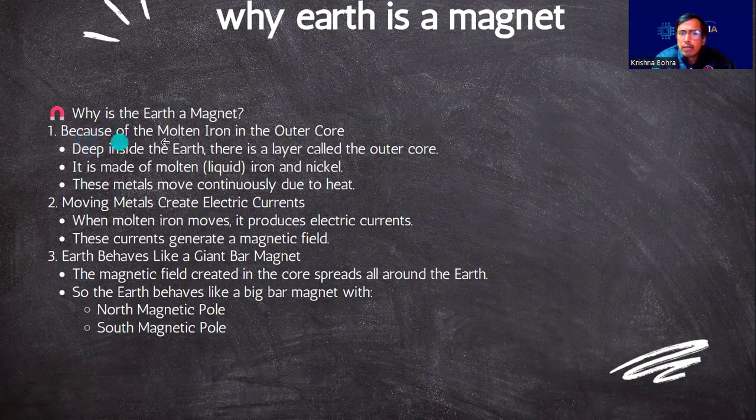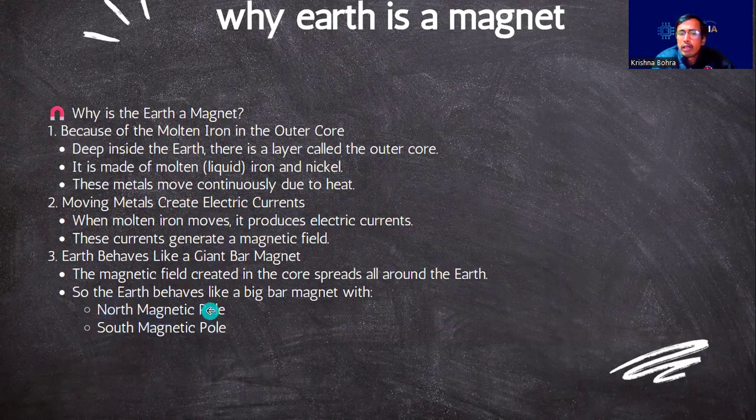Why is Earth a magnet? Because of the molten iron in the outer core. Deep inside the Earth, there is a layer called the outer core. It is made up of molten liquid iron and nickel. And these metals can move continuously, being heated. Moving metals create an electric current, and when molten iron moves, it produces electric current. This current generates a magnetic field. Hence, the Earth behaves like a big giant bar magnet.